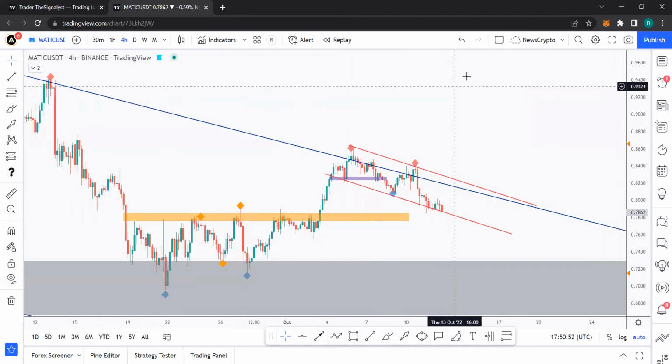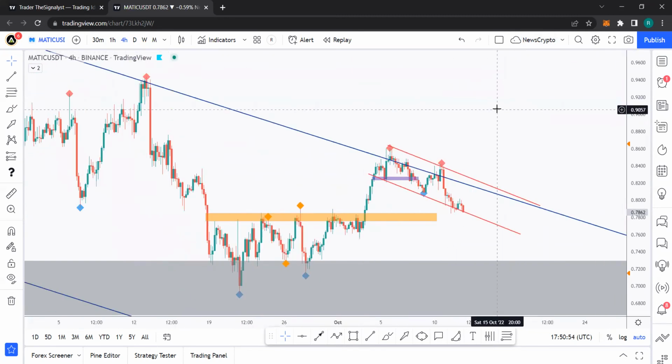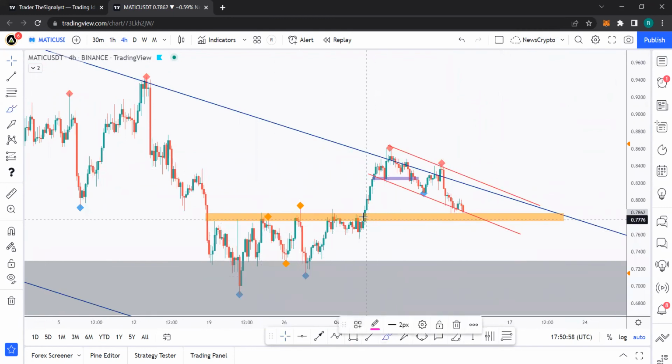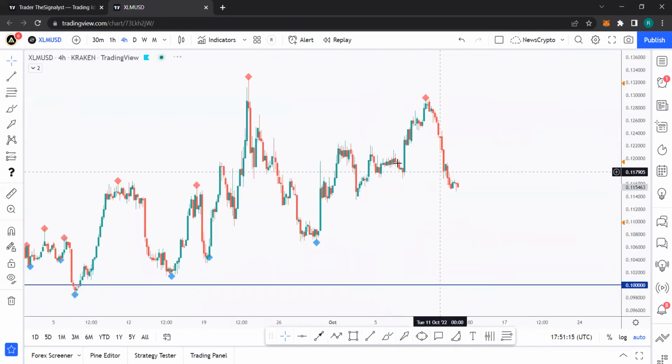On Matic, we are currently retesting this medium-term resistance and support, also a demand, as we had an aggressive movement upward from here. If we break it downward, it wouldn't be good. We'll be expecting further bearish movement. And for the bulls to take over here, we need to see a movement like this, and then a break above this high. Okay, that's for Matic.